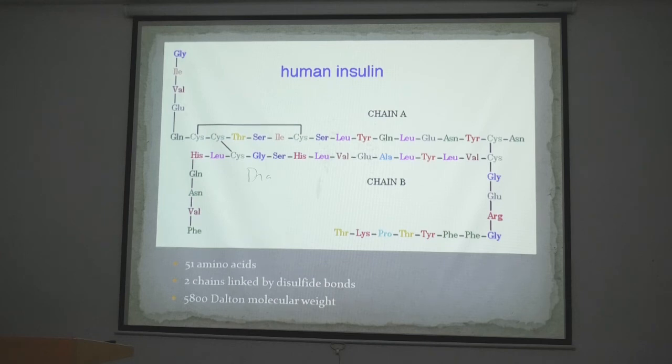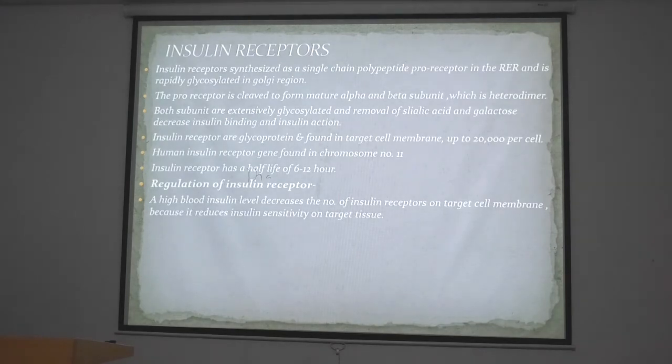That is RDT, recombinant DNA technology. By the use of RDT, insulin is synthesized. Now, insulin receptors are synthesized as a single chain polypeptide core receptor at the rough endoplasmic reticulum, and glycosylated in the Golgi elements. The half-life of the insulin receptor is 6 to 12 hours.